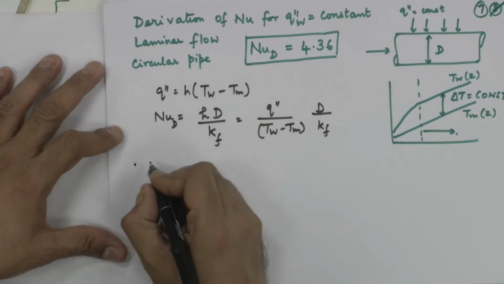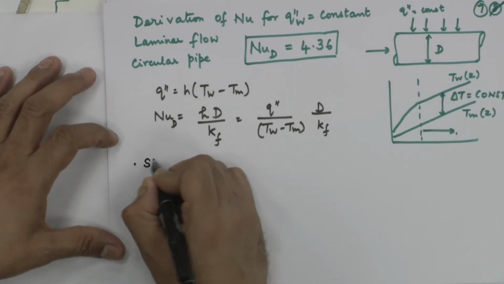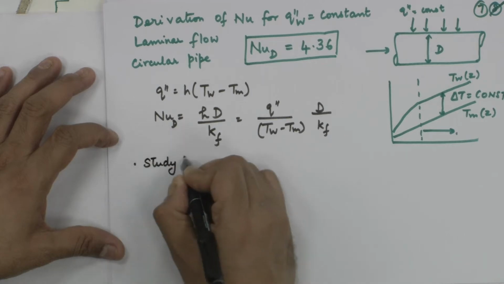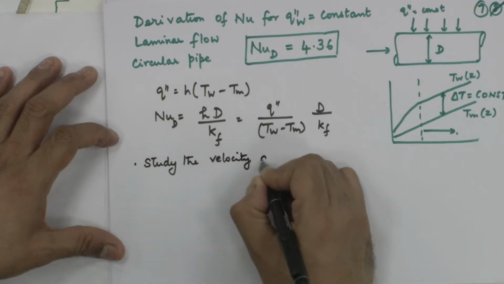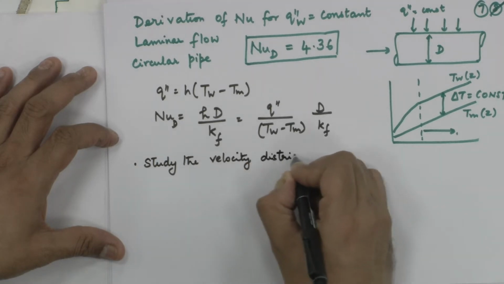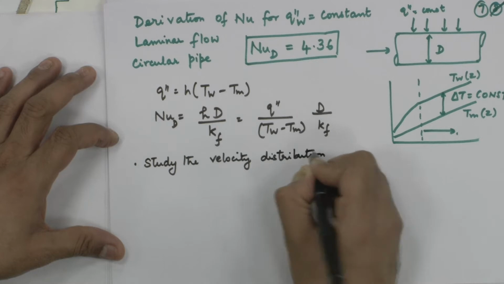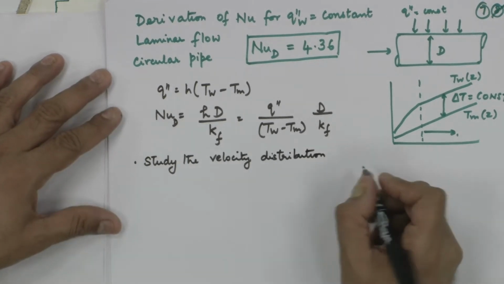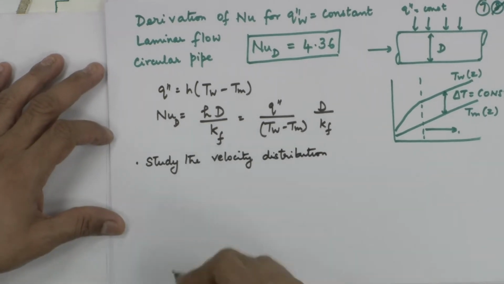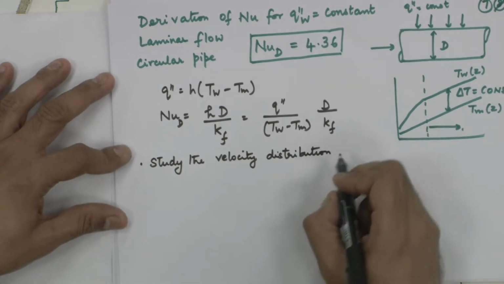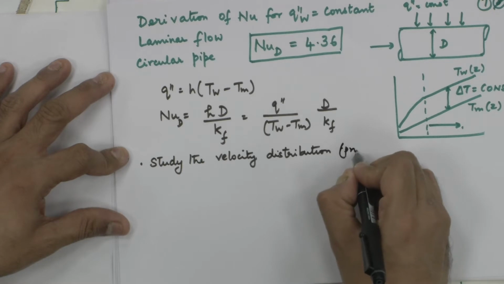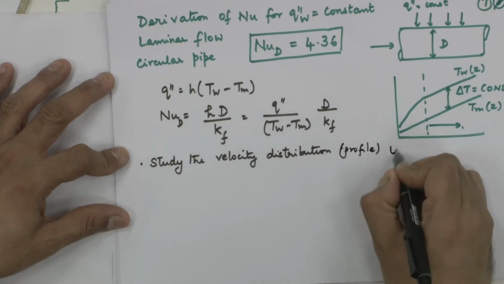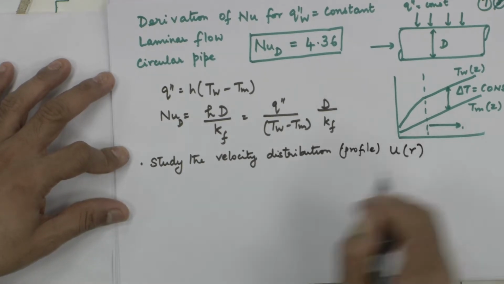So, if I have a circular pipe, we are going to start off by studying the velocity distribution. This has been done in fluid mechanics, but most students would have forgotten this, so we will have to redo it. The velocity distribution, or velocity profile, for laminar flow through a circular pipe.